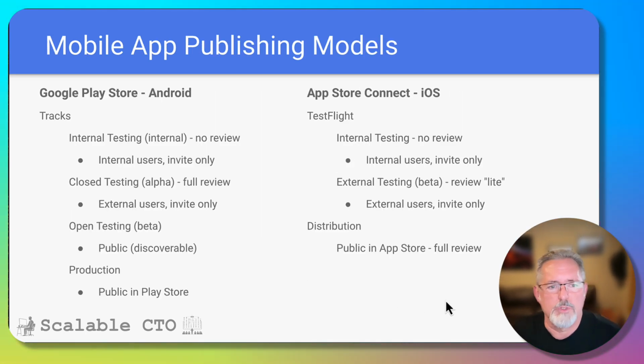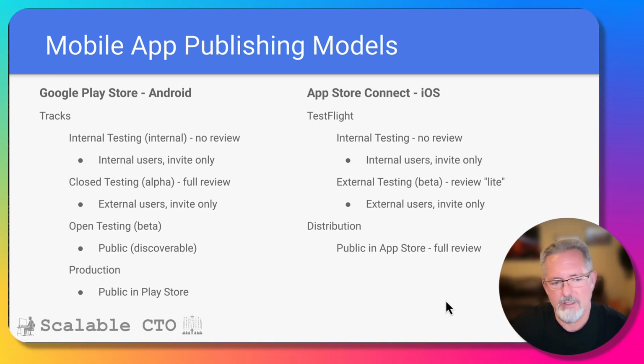So we'll talk about the mobile apps first, and before we do that, let's talk about the publishing model. So in the Play Store, you have what are called tracks. There's an internal testing track that's named internal in code. There's closed testing, which is invite only. So you can have external users, but only people you invite either by email or giving them a link. There's open testing, which is like a discoverable beta that people can download and test. And then there's production.